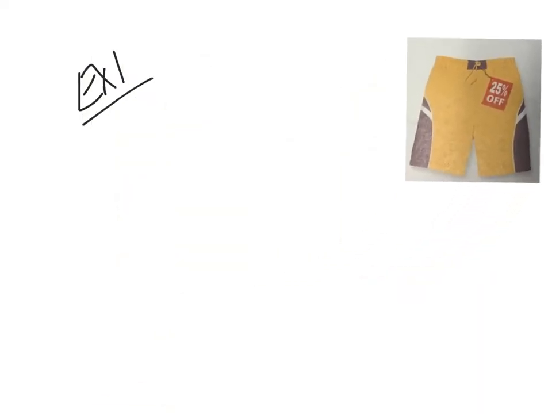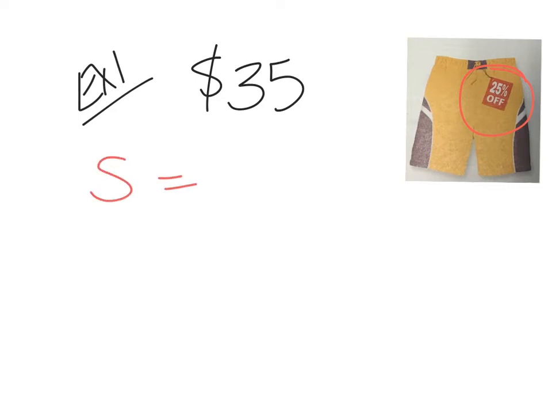All right, so this store is selling a pair of shorts. The original price is $35. What is the sale price? So you can see here that the sale of the shorts is 25% off. So in order to find the new price, you're trying to find the sale price. Let's just represent that by S, sale price, equals the original price minus the discount.